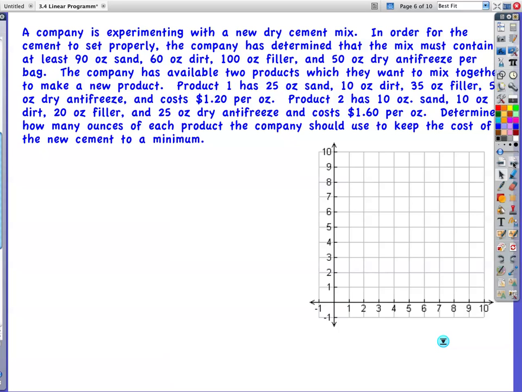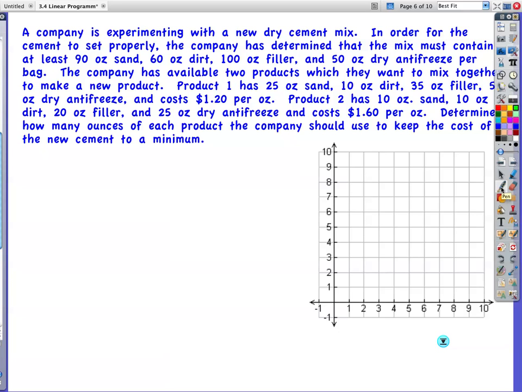Product 2 has 10 ounces of sand, 10 ounces of dirt, 20 ounces of filler, and 25 ounces of dry antifreeze and costs $1.60 per ounce. Determine how many ounces of each product the company should use to keep the cost of the new cement to a minimum. Okay, so this is a little different than the other problem because we're asking to find the cost, keeping the cost to a minimum.